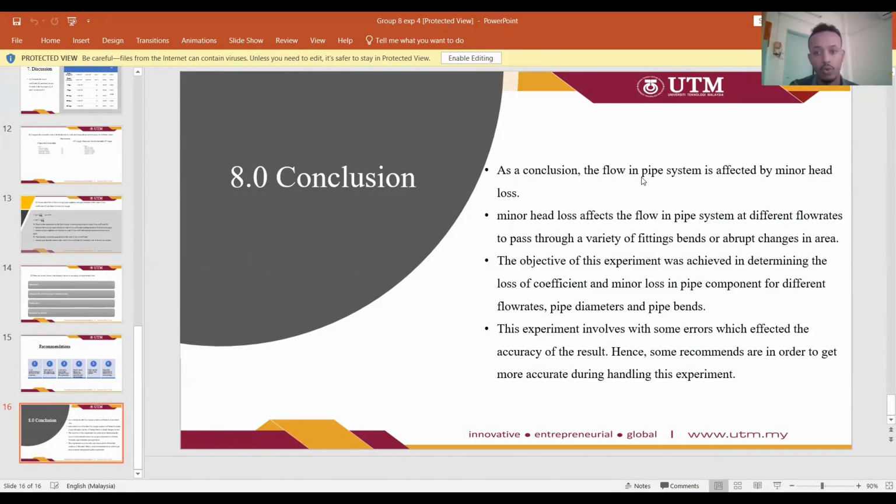As a conclusion, the flow in a pipe system is affected by minor head loss at different flow rates due to a variety of fitting bends and abrupt changes in area. The objective of this experiment was achieved in determining the loss coefficient and minor loss in pipe components for different flow rates, pipe diameters, and pipe bends. This experiment involves some errors which affected accuracy of the result. Hence, some recommendations are in order to get more accurate results during the handling of this experiment. So that is all about it. Thank you very much.